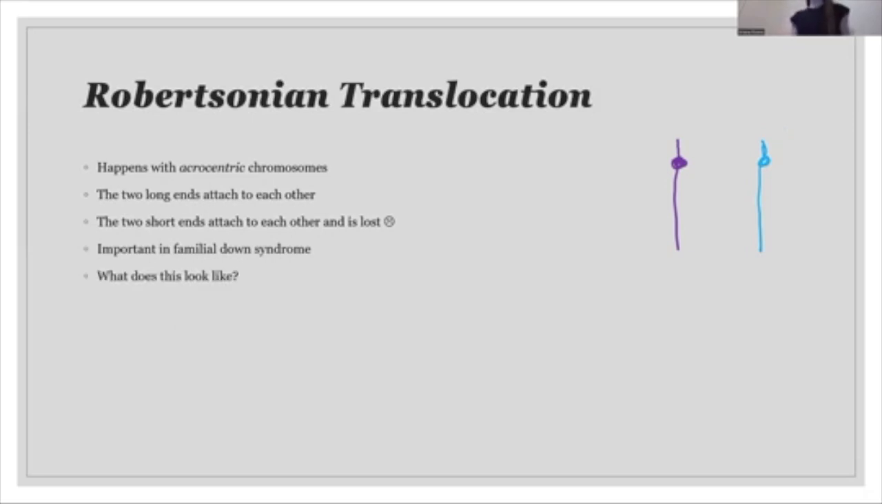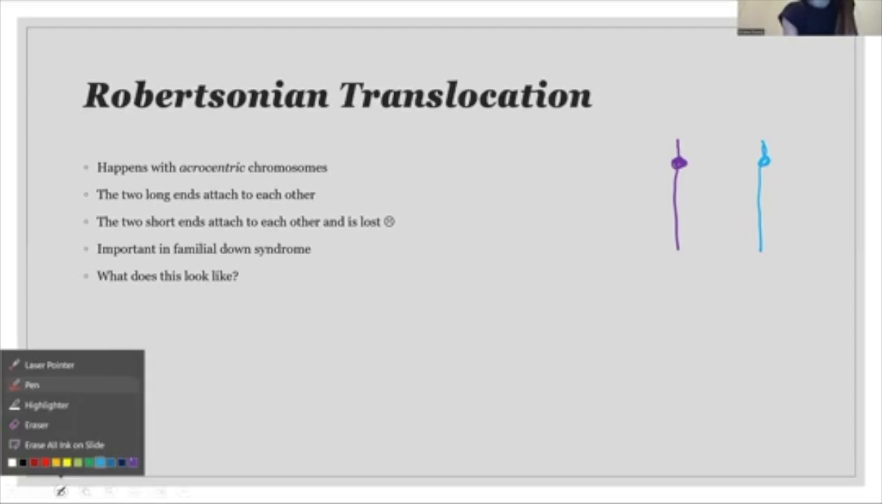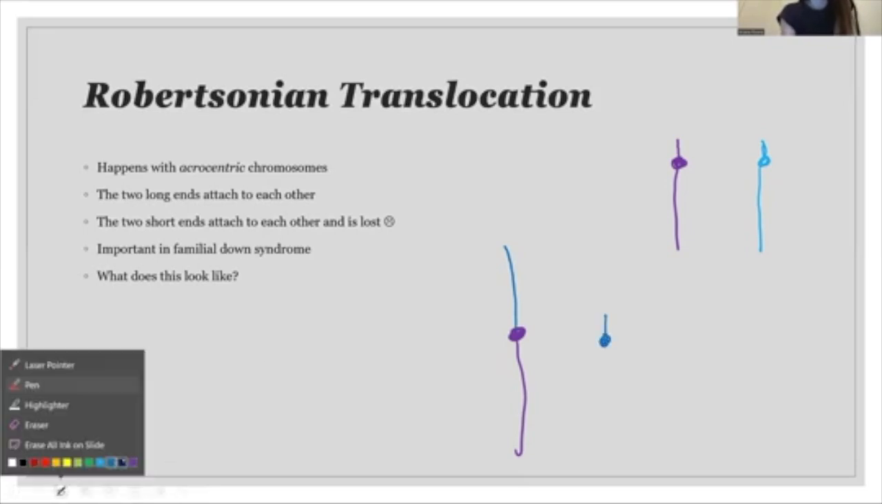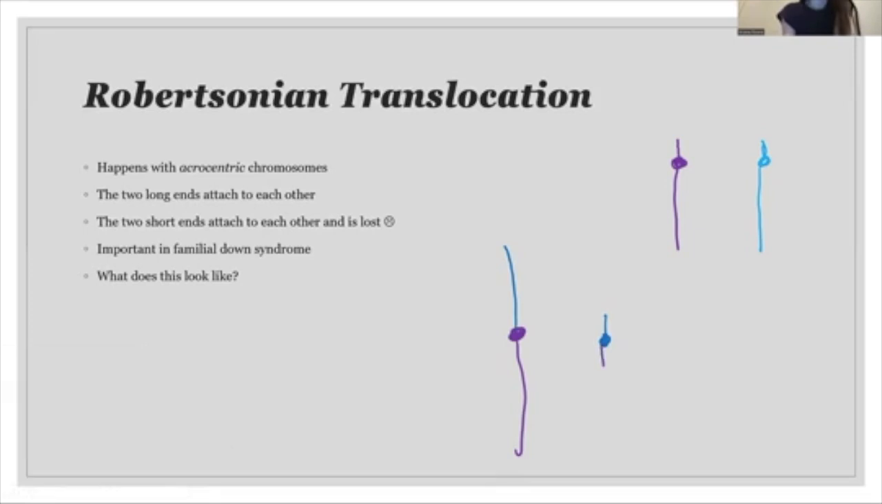So what does this look like? We have our acrocentric chromosomes drawn out already. And if we had a Robertsonian translocation, we would have our long ends attached together and our short ends. Let's talk about a couple of things with this before we move on.